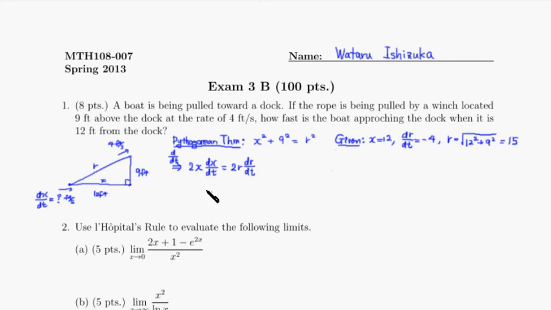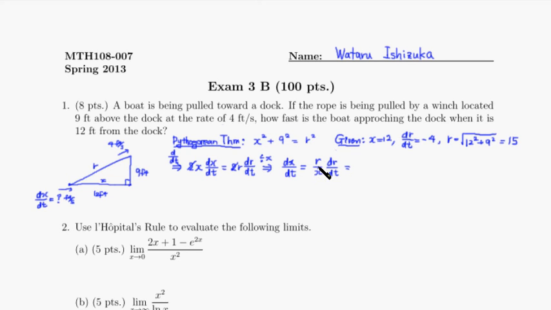So we have that. Both of these have a 2, so I'm going to go ahead and cancel the 2's, right? Then divide through by x to isolate dx over dt. So dx over dt is equal to r over x times dr over dt, right?